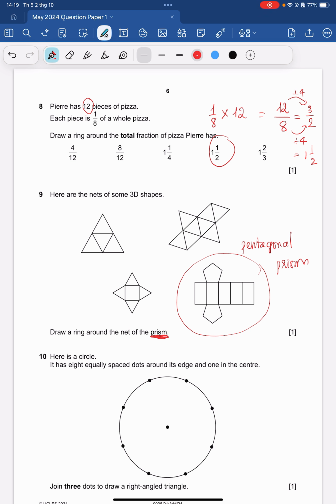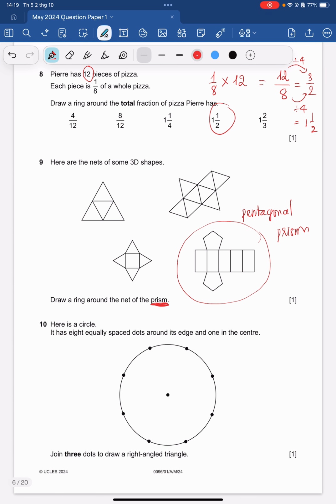Exercise 10. Here is a circle. It has 8 equally spaced dots around it and 1 in the center. Draw 3 dots to make a right angle triangle.